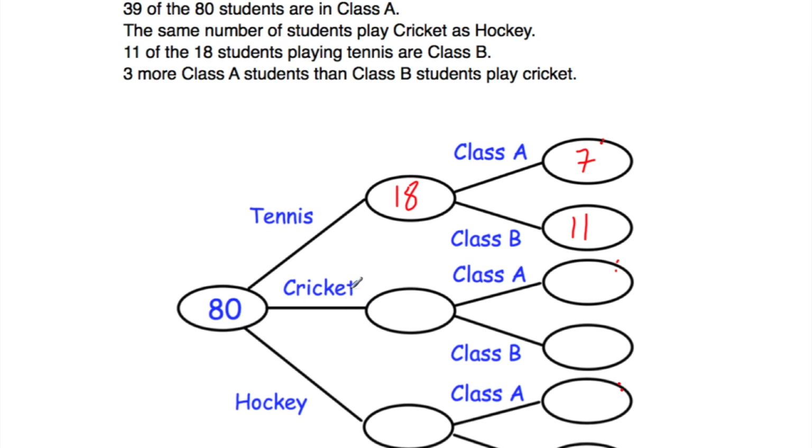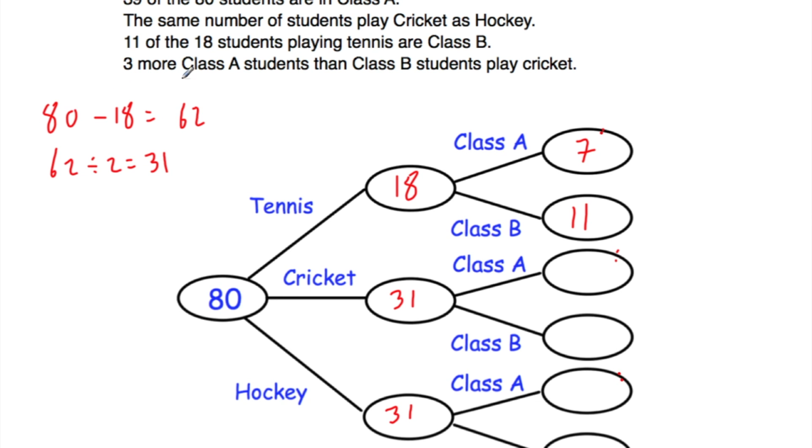Now here we're told there's the same number of students playing cricket as hockey. There's 80 altogether, so if we do 80 and take away our 18, that would be equal to 62. And then if we divide that by 2, we can find out how many people are playing cricket and hockey. So 62 divided by 2 is equal to 31. So there's 31 students playing cricket and 31 students playing hockey.